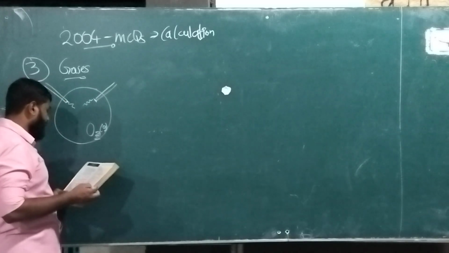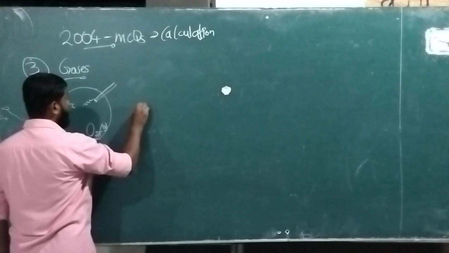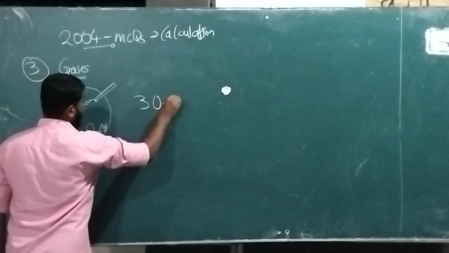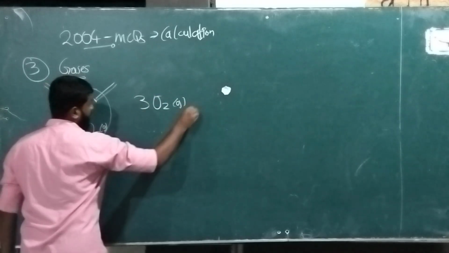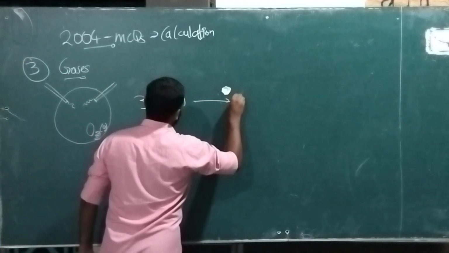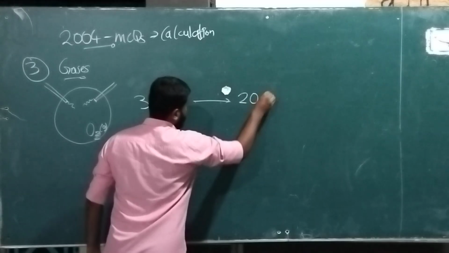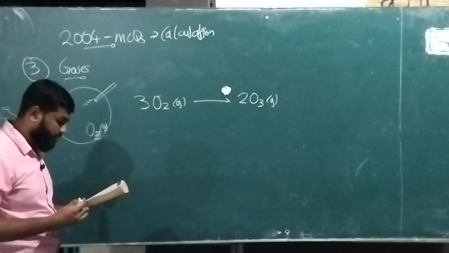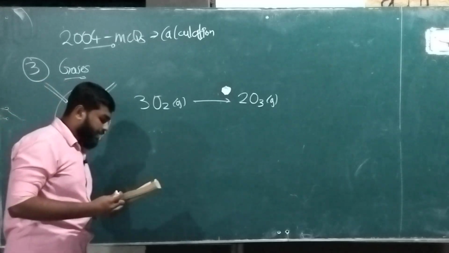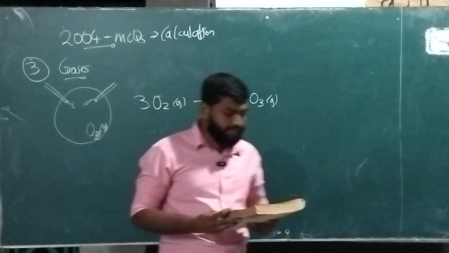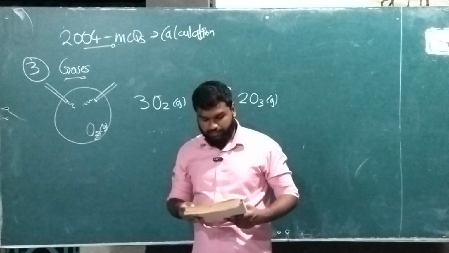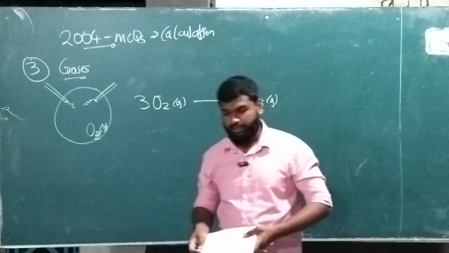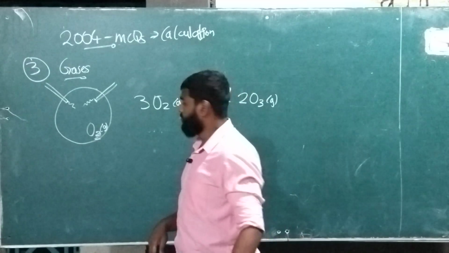According to the following equation, they have given: 3 O2 gas converts completely to 2 O3 gas. You know what O3 is? O3 is actually ozone. When 30% of O2 gas is converted to O3, what is the reduction in the pressure inside the vessel?